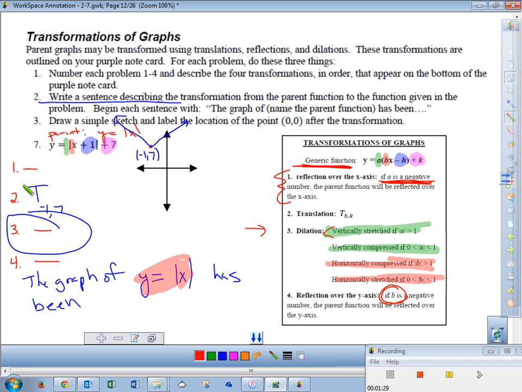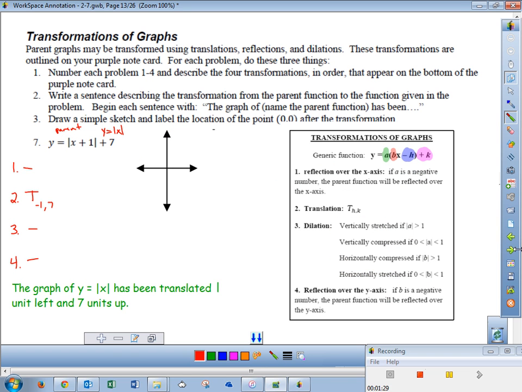Was he translated? Where was he translated? 1 unit left and boom. So the graph of y equals absolute value of x has been translated 1 unit left and 7 units up. And nothing else happens to it, so you put a period in here. And it takes a little while to get used to this, that's why we have tons of examples we go through today. But the graph of y equals absolute value of x has been translated 1 unit left and 7 units up.